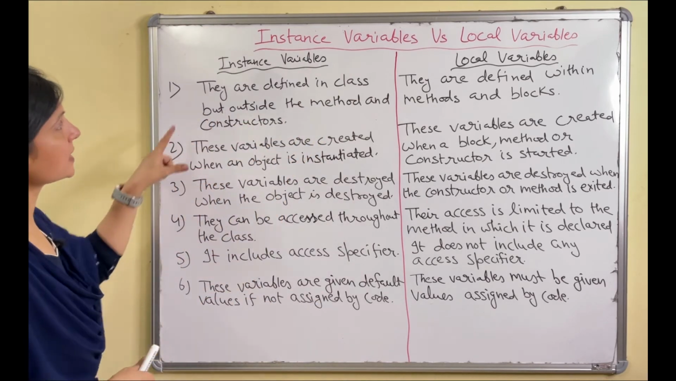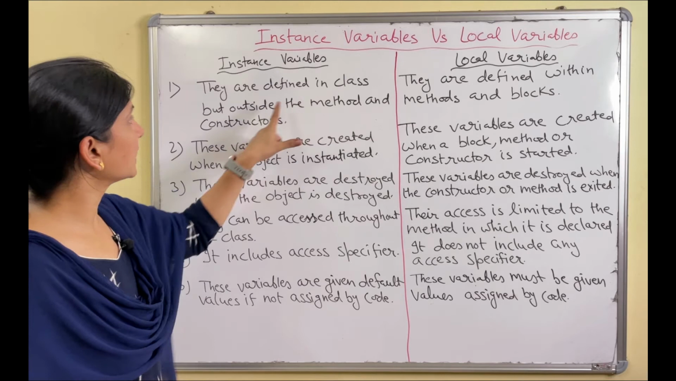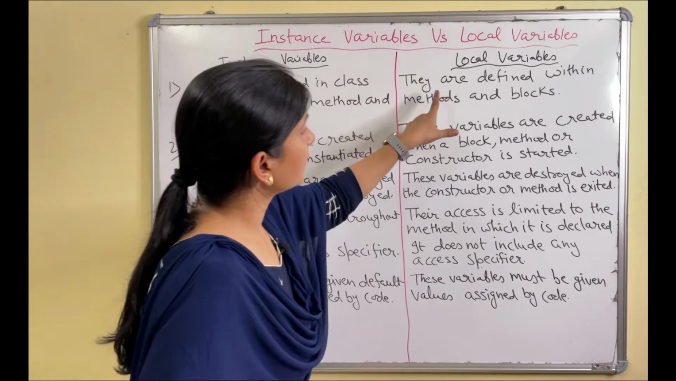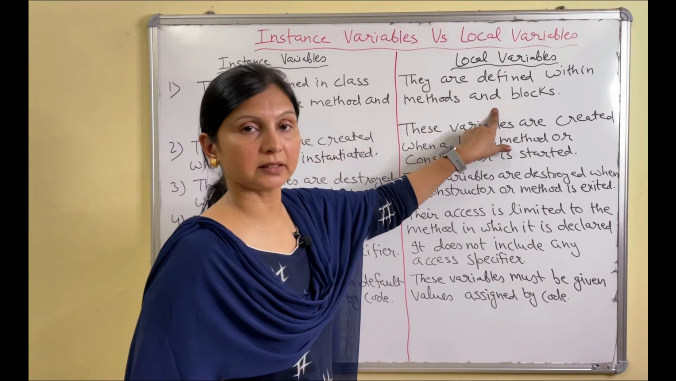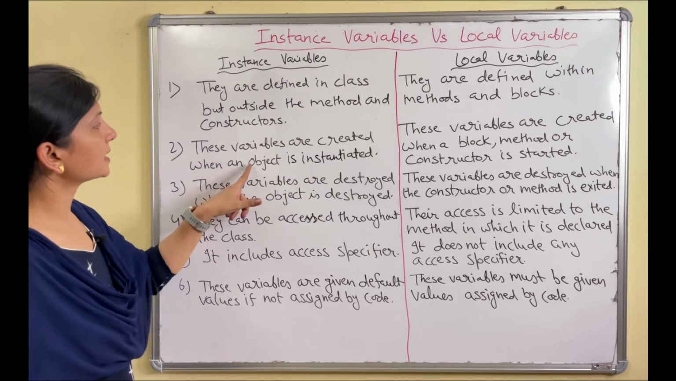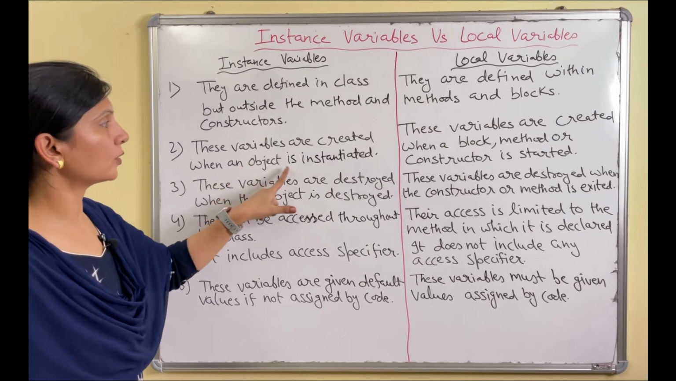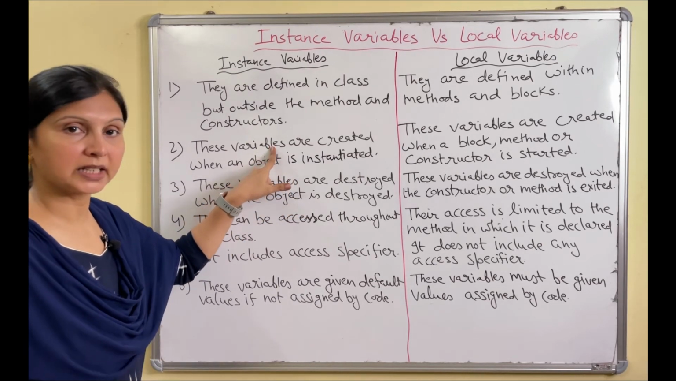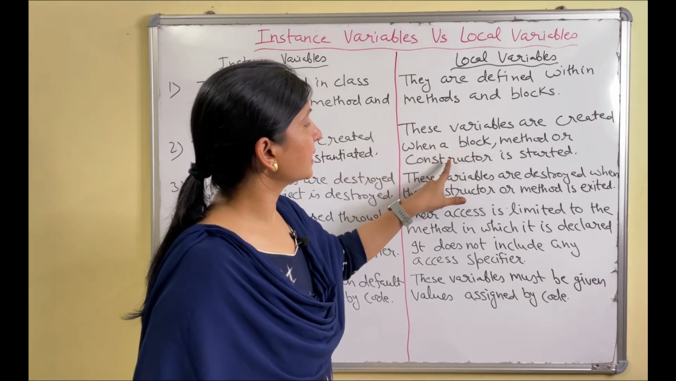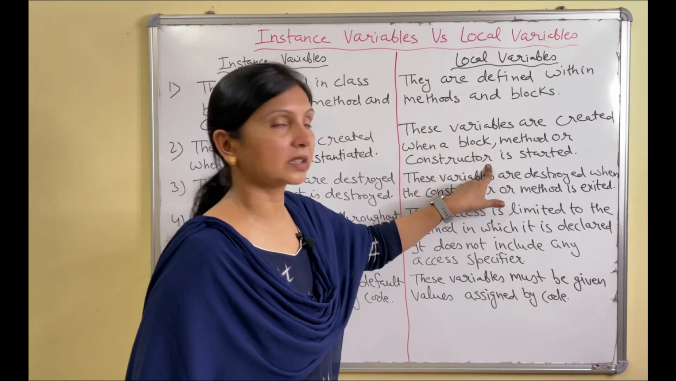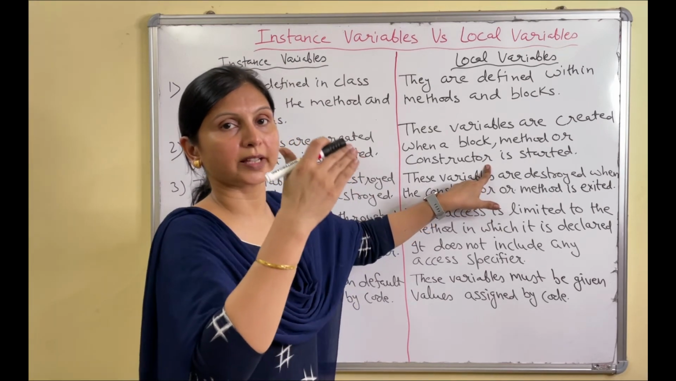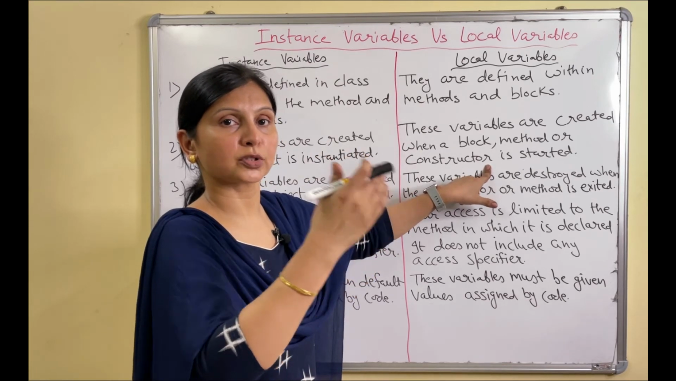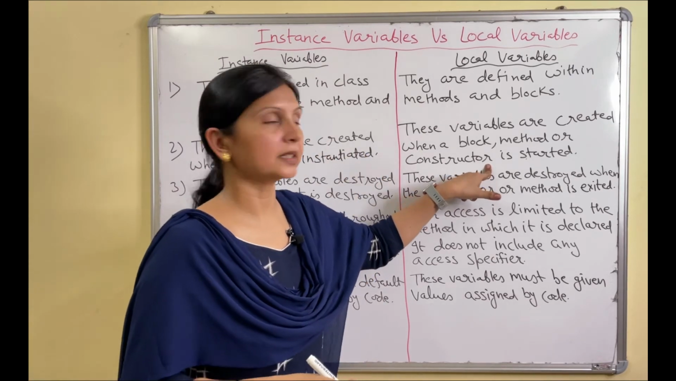So first point is, instance variables are defined in class but outside the method and constructor, right? And local variables are defined within methods and blocks. Second point is, instance variables are created when an object is instantiated. Means when you create the object, these variables will be created. And local variables are created when a block, method or constructor is started. When the control of execution enters inside the method, that variable will be created. When the execution comes out from the method, that variable will be destroyed, right?